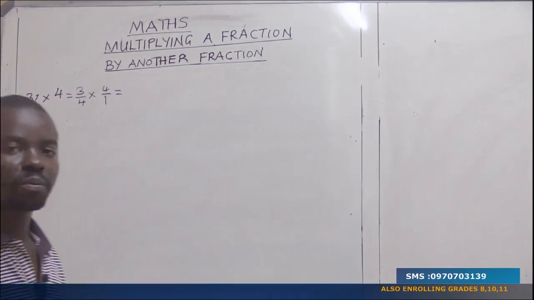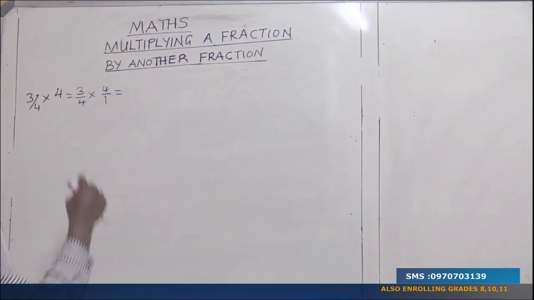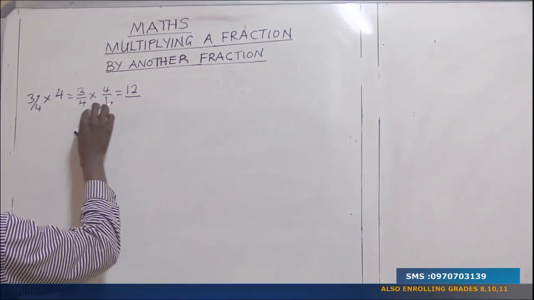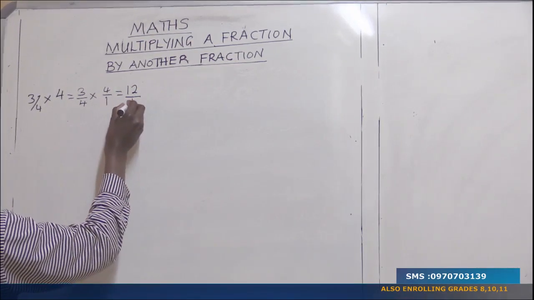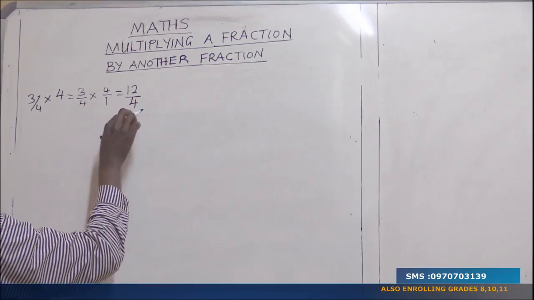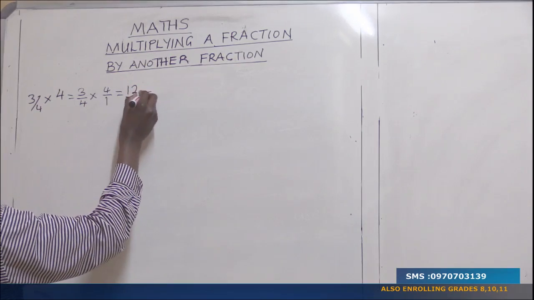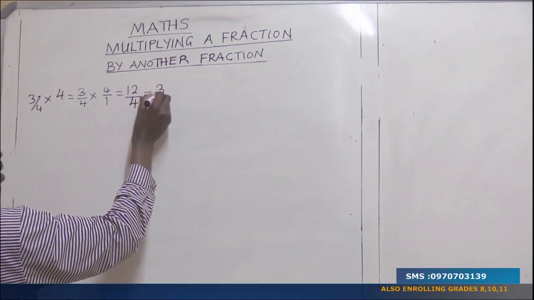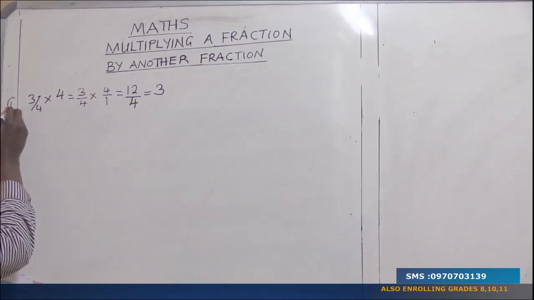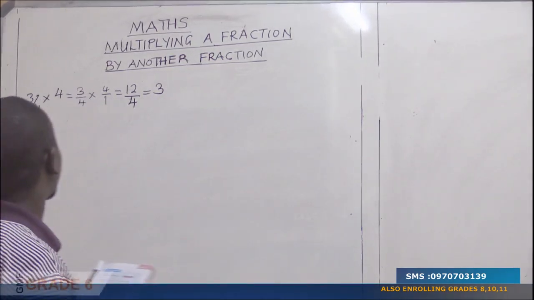So when you multiply the numerators, 3 times 4 gives us 12. 4 times 1 gives us 4. Then when you divide 4 into 12, the answer is 3. So this is the first question that I gave you last time. Let's go to the next question.